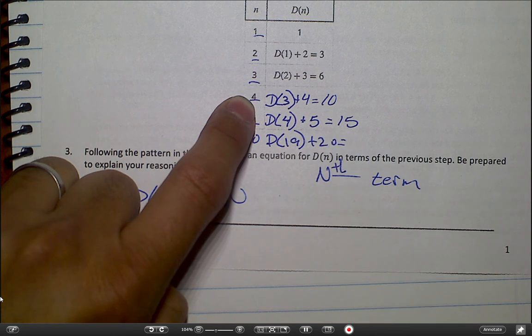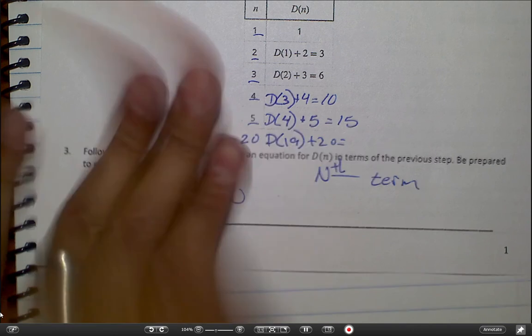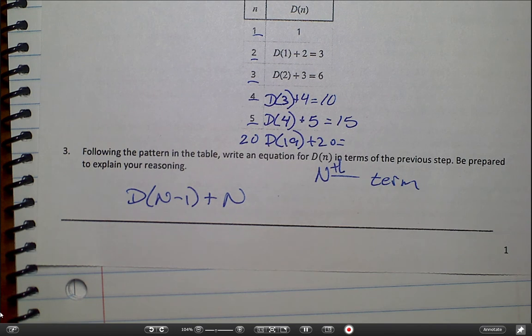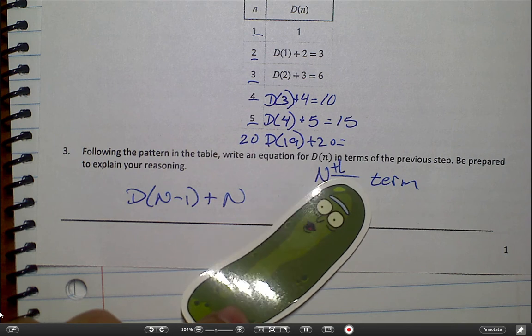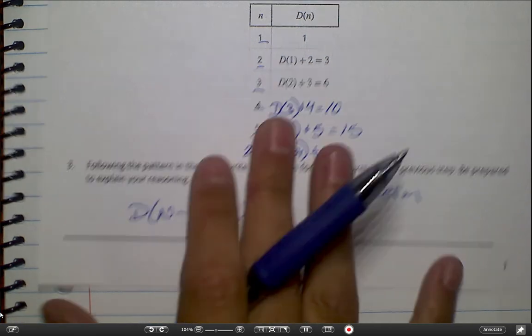Does that make sense now? Yeah, now it does. At first it wasn't making any sense. Okay, now it does? Good job, good job. That is perfect, absolutely correct. Good job. I'm gonna throw a sticker at you here in a minute. You're gonna get Pickle Rick.